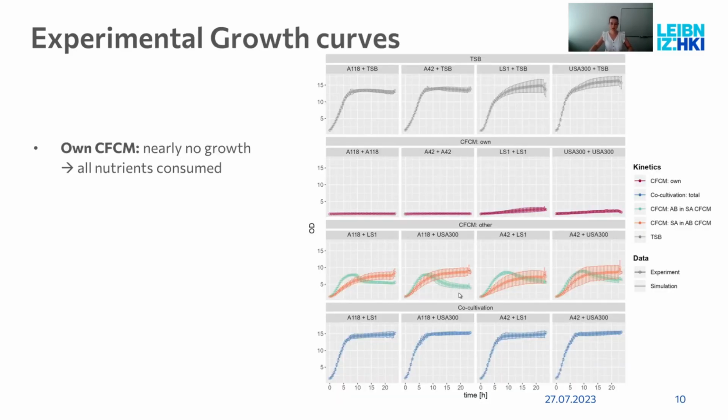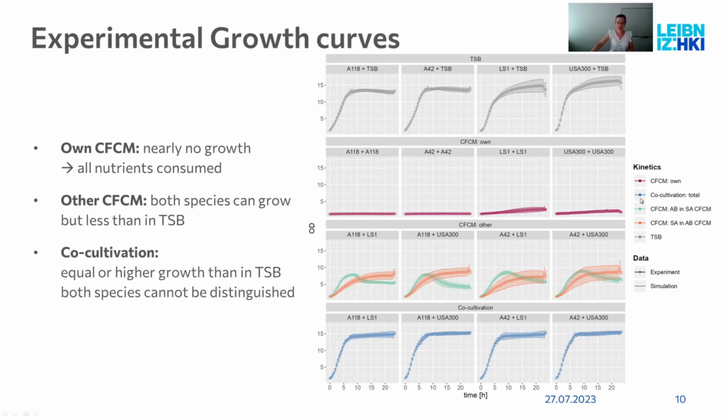And here you can see in the first row the growth curves of the control experiments in the TSB medium. When we have a look at the growth curves of these species in their own CFCM, we see that there is nearly no growth, which is probably because all nutrients have been consumed. When these species are grown in the supernatant of the other species, we see that there is still growth to a certain extent, but less than in the TSB control experiment.